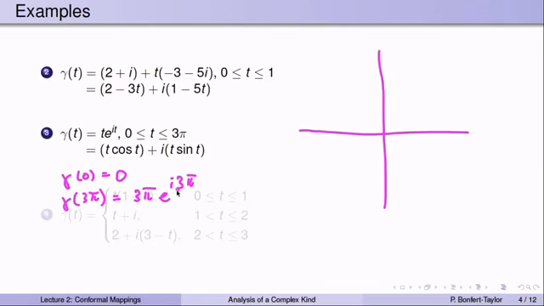But e to the i times 3 pi is the same as e to the i pi, because the function e to the i something is periodic with period 2 pi. But e to the i pi is negative 1, so that is minus 3 pi. So this starts at 0, and it ends somewhere way out here at minus 3 pi.